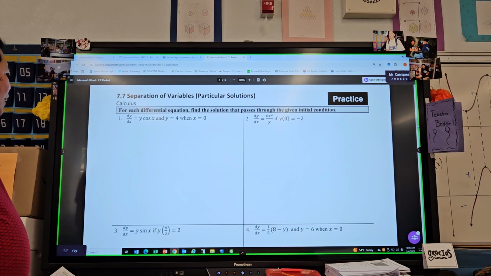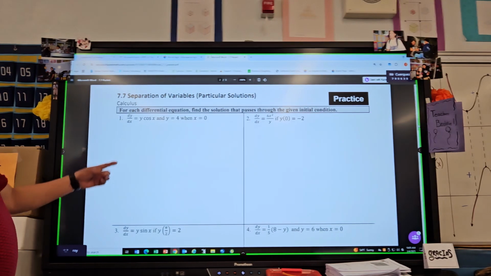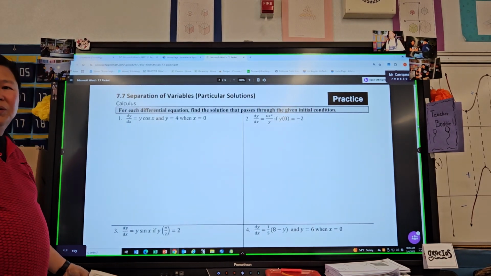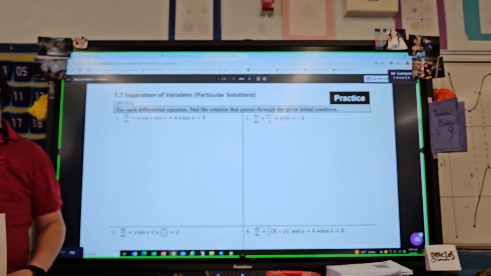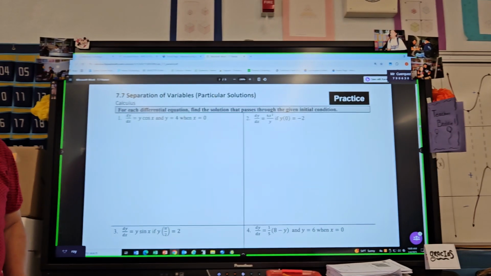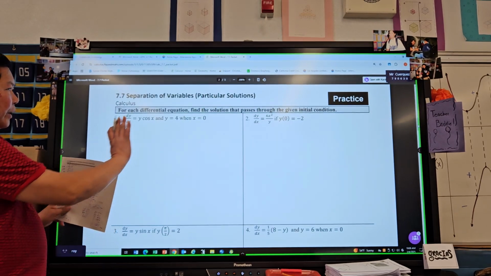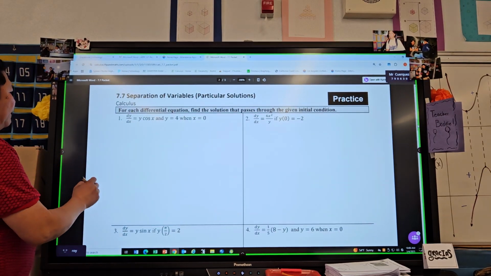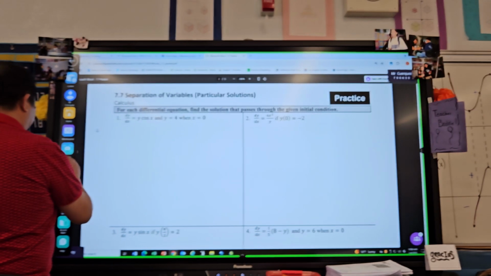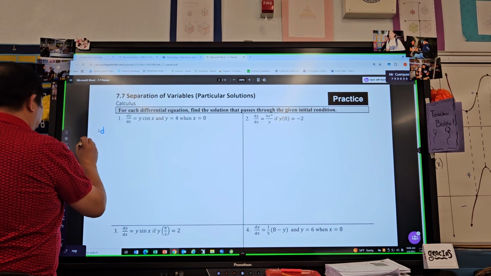Oh yeah. So, given condition y equals 4 when x equals 0. Do we have enough time? How much time is left? 12 minutes. Okay, we can do practice. So, I turned that in.